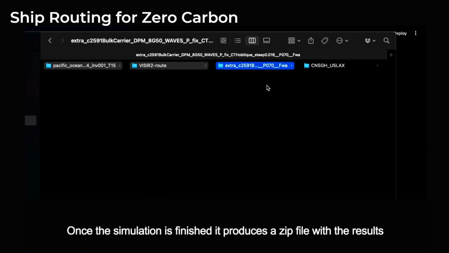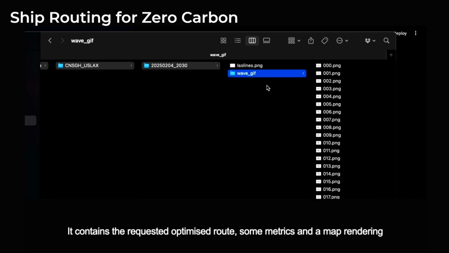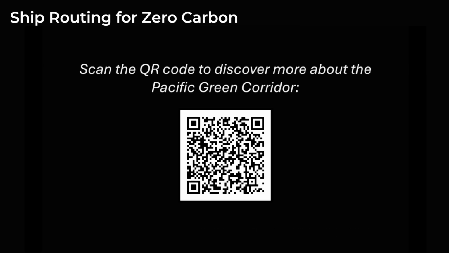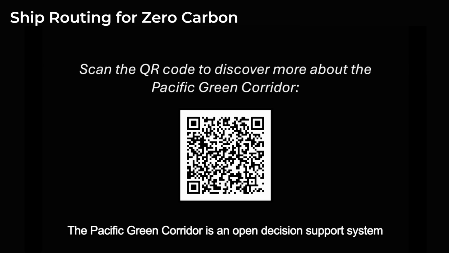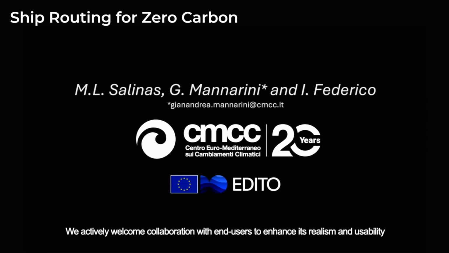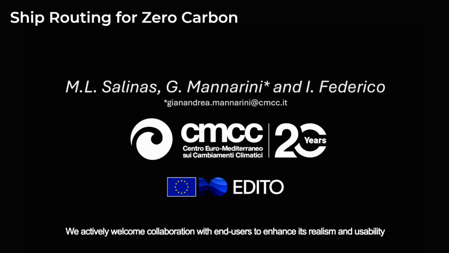Once the simulation is finished, it produces a zip file with the results. It contains the requested optimized route, some metrics, and a map rendering. The Pacific Green Corridor is an open decision support system developed to showcase the potential of the European digital twin of the ocean in tackling societal challenges. We actively welcome collaboration with end users to enhance its realism and usability.